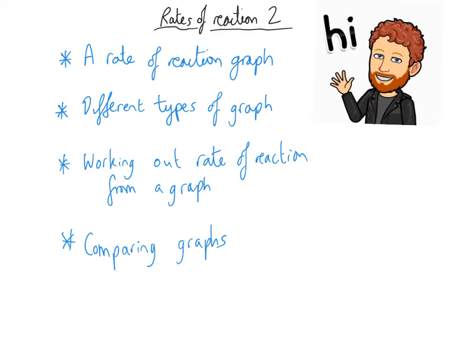We'll then look at how we can work out rates of reaction from a graph, and this will take two parts. We'll be looking at the mean rate of a chemical reaction, and we'll also be looking at the rate of reaction at a certain time during that chemical reaction. And then last of all, we'll be looking at comparing the different types of graph for chemical reactions, and this is something called relative rates.